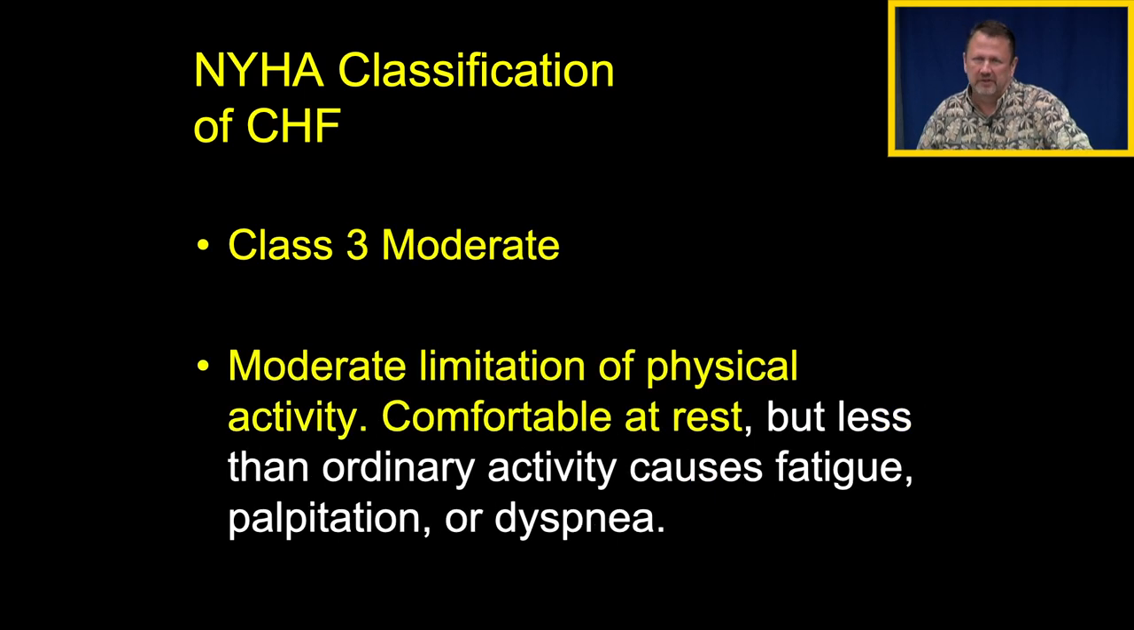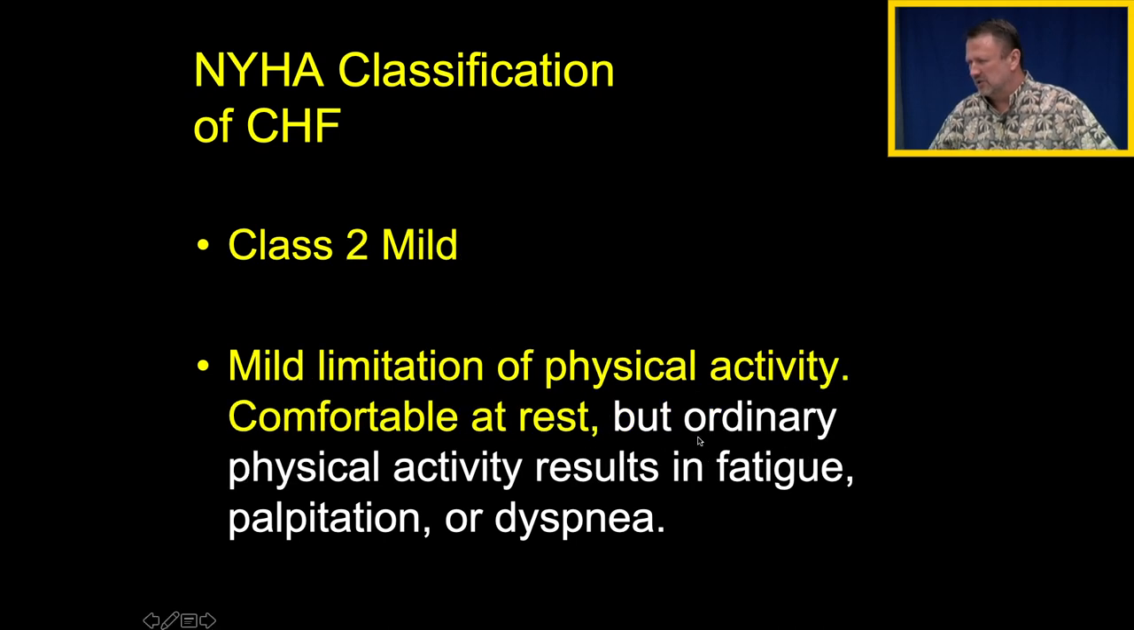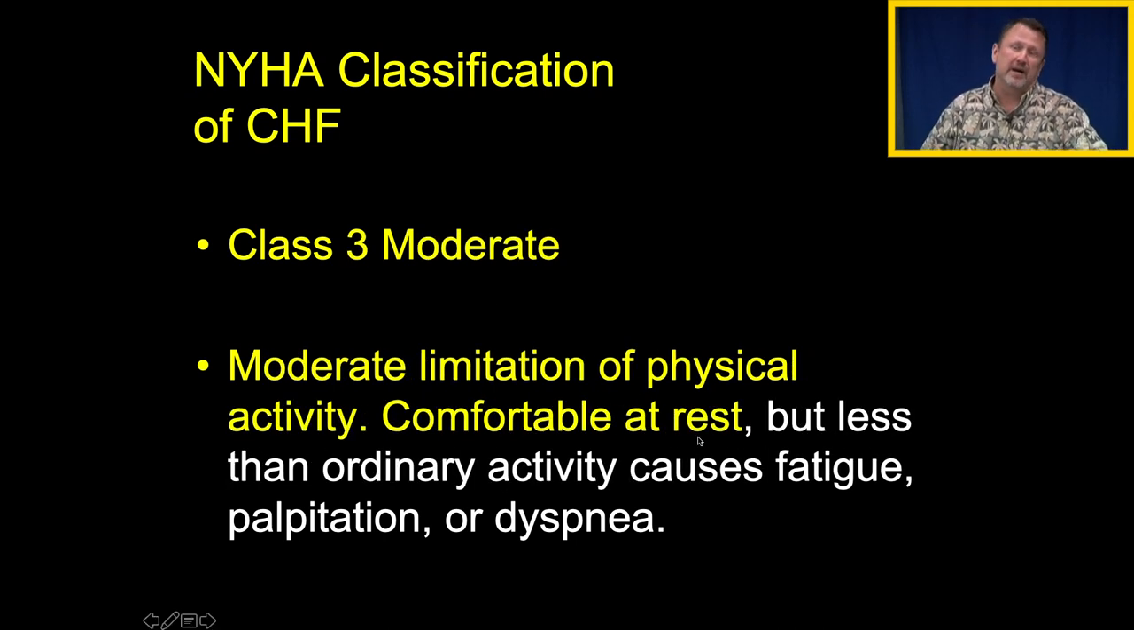That's class 4, severe. All right, we'll switch back between 2 and 3 because this is a subjective determination between mild and moderate. If it's mild, it's 2. If it's moderate, it's 3. But the difference is when they get up and move around, they have congestive heart failure symptoms, but if they rest, it will go away. So class 2 and class 3 are both characterized by being comfortable at rest.